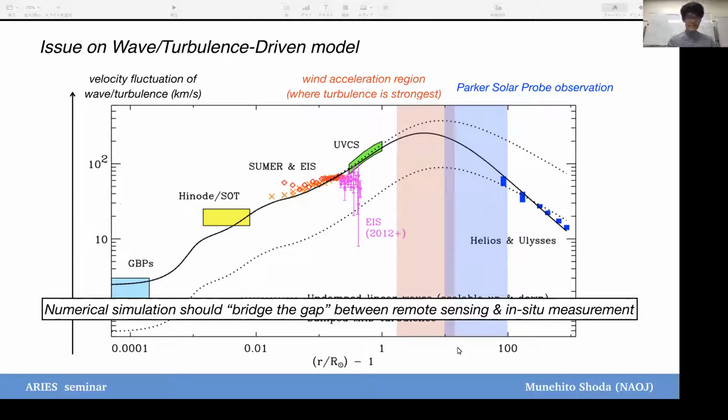So we need everything. The remote sensing is important. The in situ measurement is important as well, but also the numerical simulation should help in understanding the solar wind acceleration process, because it is the only tool to diagnose the region in which the turbulence is strongest.